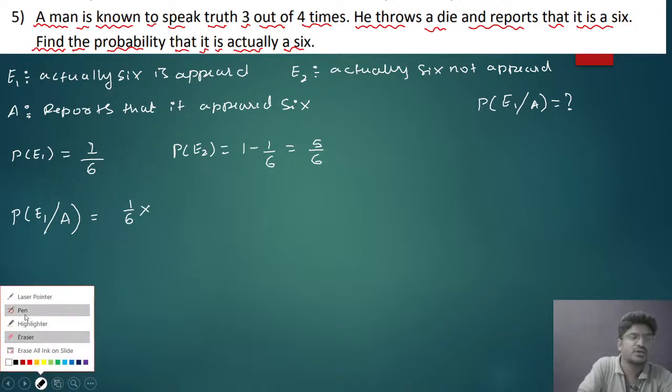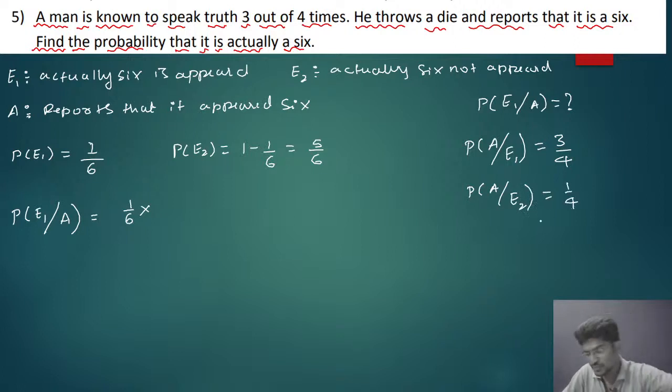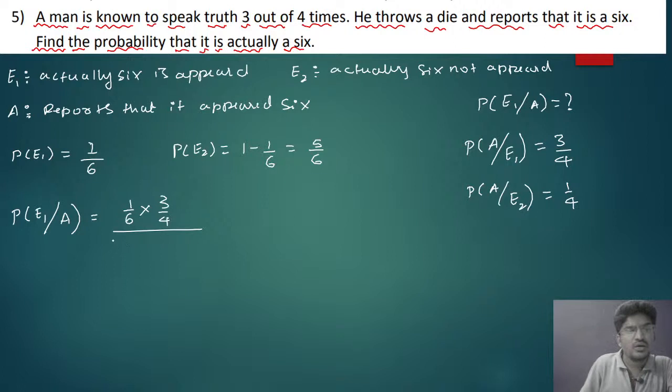That is probability of A, that he reported 6, given that actually 6 has appeared. That means it will be 3 divided by 4. That means he is speaking truth. Probability of A given that actually 6 not appeared is 1 by 4. Okay. Now from this you can see probability of E1 is 1 by 6. And here you can see probability of E1 given A is 3 by 4 divided by 1 by 6 into 3 by 4 plus 5 by 6 into 1 by 4.